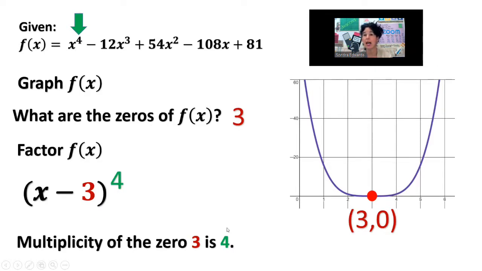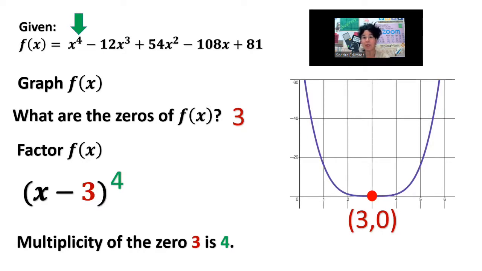That is always going to happen when you have an even multiplicity. So since x minus 3 showed up 4 times, the number 3 has a multiplicity of 4. Since it's even, the graph bounced off at 3. So you want to write that in your notes. If you have an odd multiplicity, then the graph will slice through the x-axis. And if you have an even multiplicity, it's going to bounce off the x-axis.